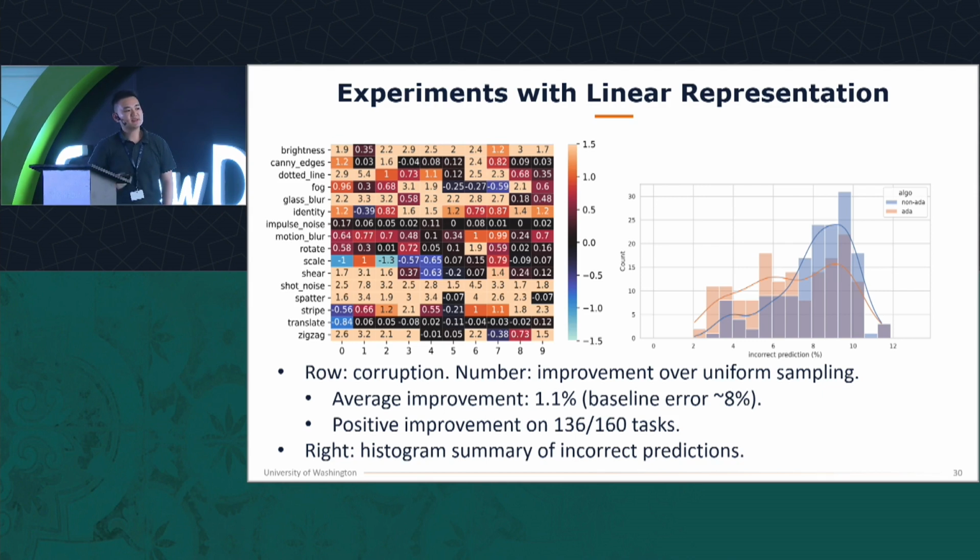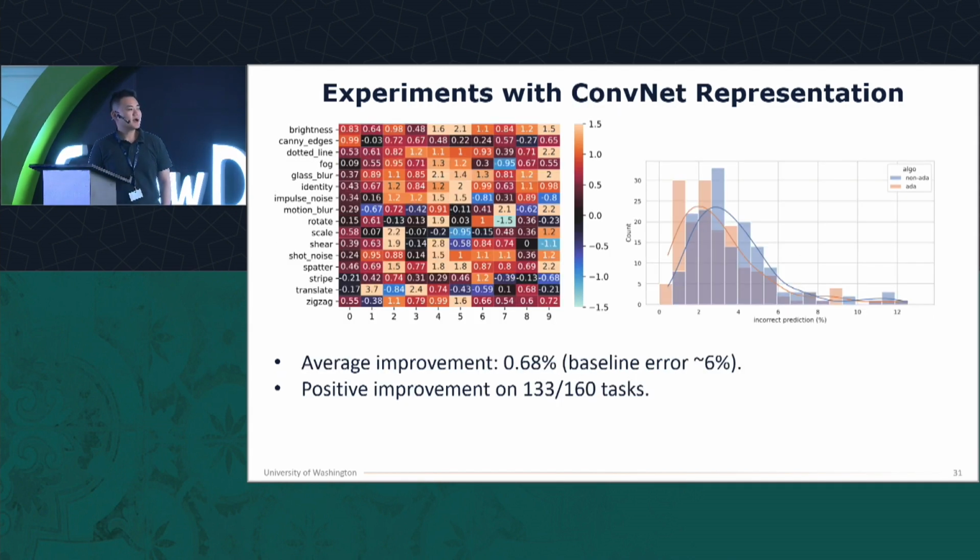On the right, you can see this histogram where the orange curve corresponds to our active learning, called ADAPT. It's shifted to the left, which corresponds to a smaller error. And the blue curve is the original non-adaptive sampling. Okay, so this is for linear representation, and you get this kind of improvement.